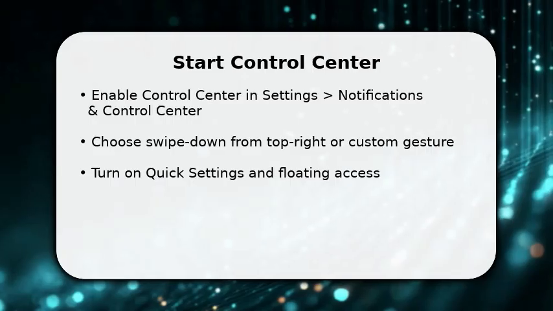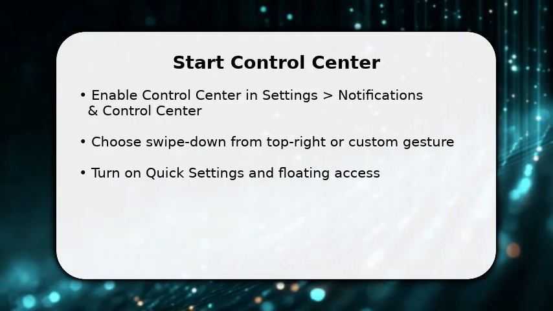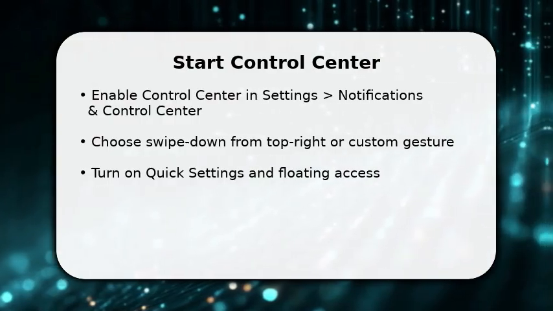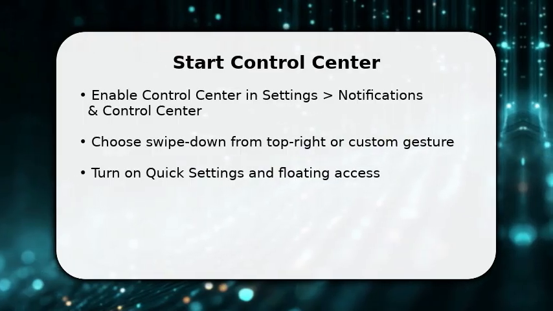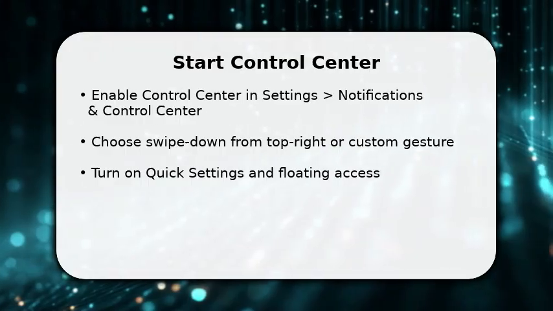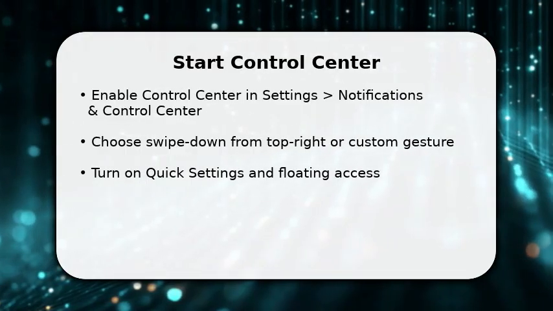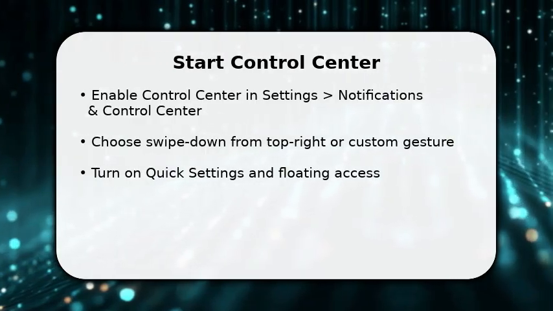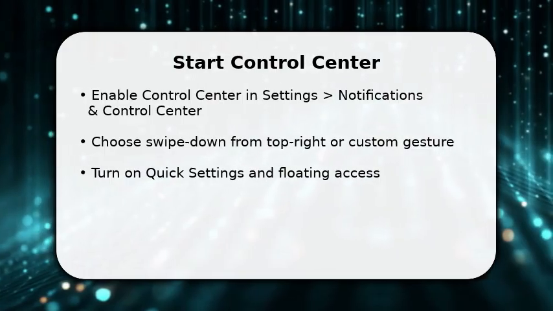Enjoy the video. You begin by enabling the new control center in Settings. This gives you access to quick settings and tiles. Tap Notifications and Control Center, then choose Swipe down from the top right or assign a gesture. Once done, make sure Quick Settings is active so you can pull up toggles instantly. This step sets the foundation. Without it, you can't customize tiles or use the revamped layout.